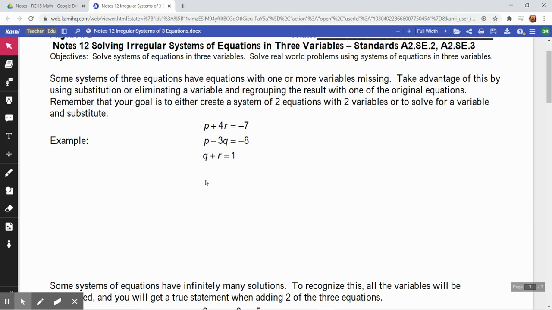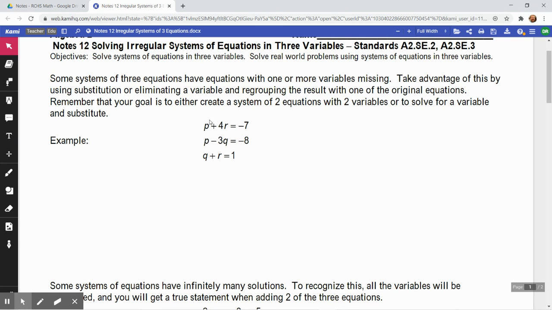In this video, we're going to look at solving irregular systems of three equations. So remember, from solving systems of three equations, we have three variables present, and the general rule is if you have three variables to solve for, you need three equations to do that. So what we have right now are three equations, but the setup is slightly different from what we saw before.